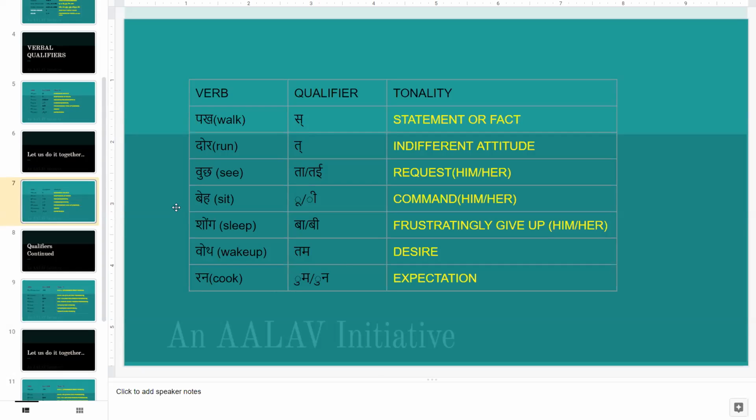So what are important are the verbs. As much as possible, remember all the verbs that I have given you, and then remember the tense tables, the qualifiers. These are the two tables you have to just memorize, the tense table and the qualifier table. That is how we will be using the qualifiers to change the tonality.